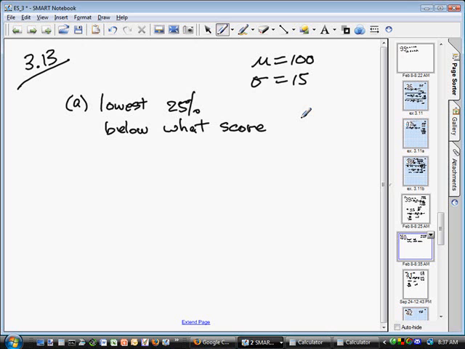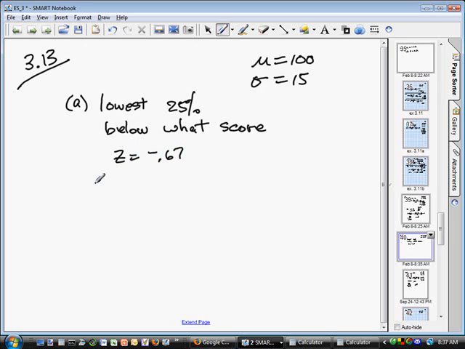Looks like 0.2483 is about as good as we're going to do? No. Yeah, that's 17 away. And the next, no, 0.2514 is better. That's only 14 away. What's the z-score for that? Negative 0.67. Okay, so z equals negative 0.67.